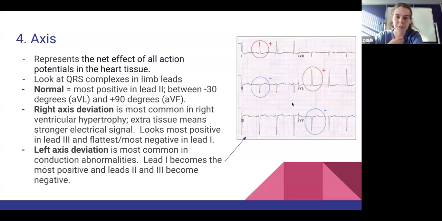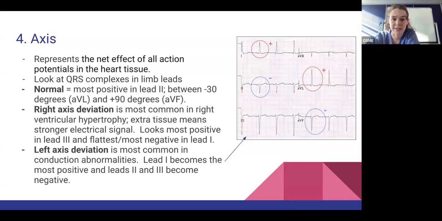Axis always used to confuse me a little bit until it got explained to me like this. So it represents the net effect of all of the action potentials that are going through the heart tissue. And to ascertain the axis, you need to look at the QRS complexes in the limb leads. So especially you're going to look at leads 1, 2, and 3. Normal axis is going to be the most positive in lead 2. So with the biggest QRS spike going upwards in lead 2.